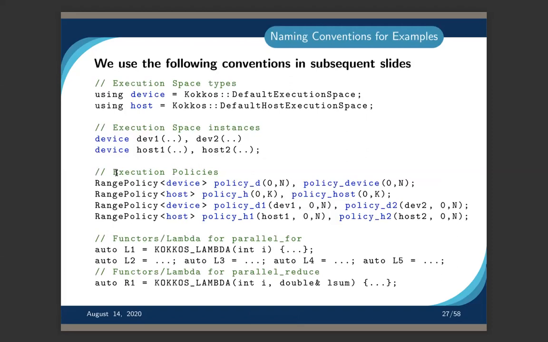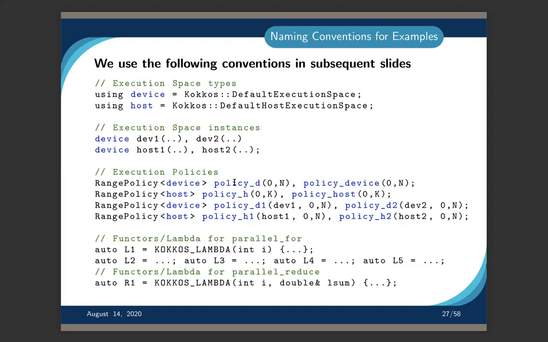What I'm gonna do now is go through a lot of scenarios of what happens if you do certain things. I worked really hard on creating some pictures and graphics to illustrate what's going on. Within these slides and the code examples, we are reusing certain keywords many times. Generally, device is the Kokkos default execution space here. Host is the Kokkos default host execution space. Then there are instances, dev1, dev2, as well as host1 and host2 potentially.